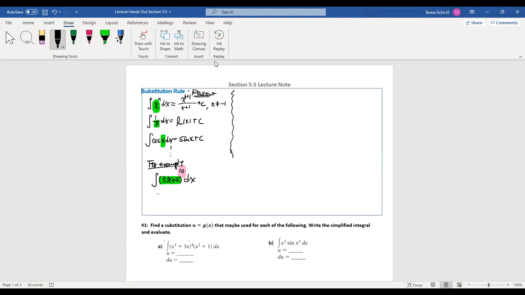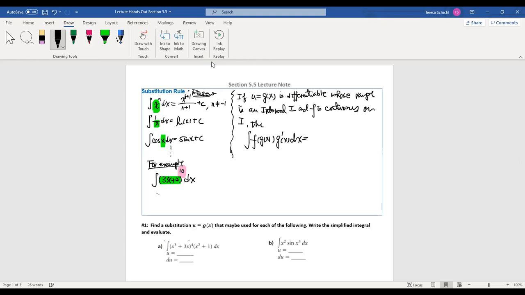So what is the substitution rule? Let's say u is equal to a function g(x), where g(x) is differentiable and whose range is an interval I, and f is continuous on this interval. Then if you want to take the integral of f(g(x)) times g'(x) dx, it is equal to the integral of f(u) du.